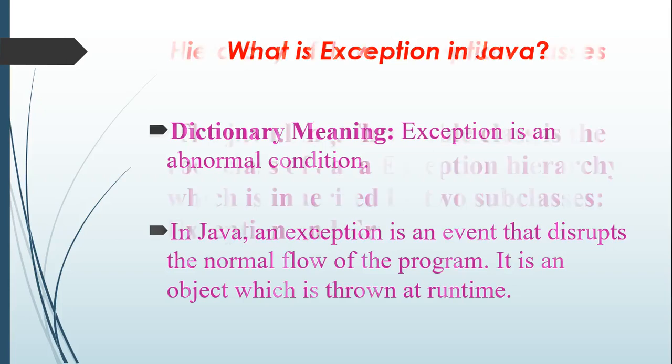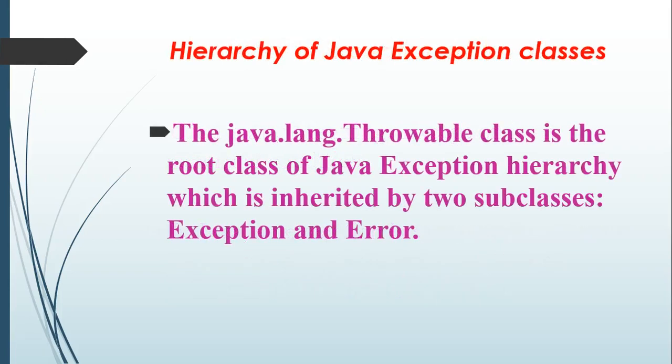Let's discuss the hierarchy of the Java exception class. The java.lang.Throwable class is the root class of the Java exception hierarchy, which is inherited by two subclasses, Exception and Error. Let's discuss them in detail.